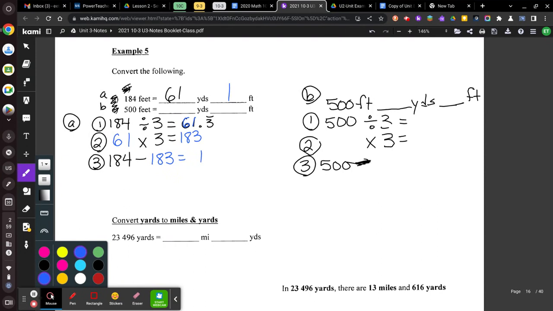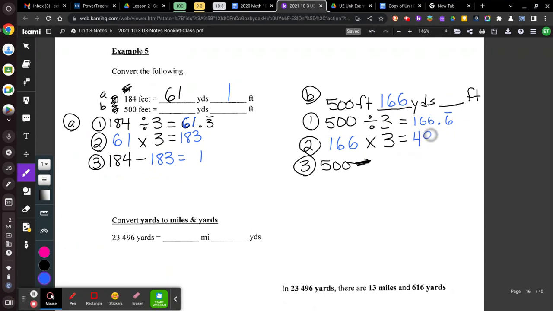Okay, now I've got feet and yards again, 500 feet. This will give me 166.6 repeating. Again, I only use the number in front of the decimal. So I use 166. I times it by 3. I'm going to get 498. That's the number I subtract in step 3. And that's going to give me a little 2. So I have a 2 left over.